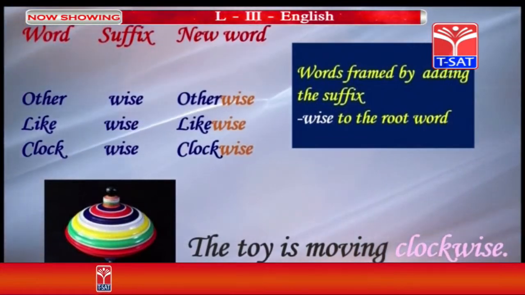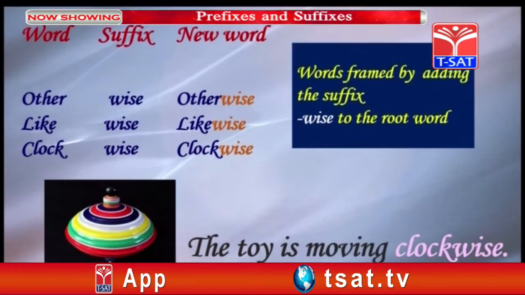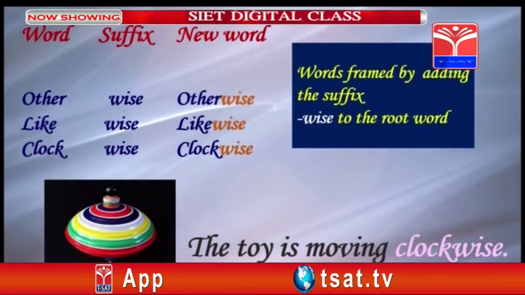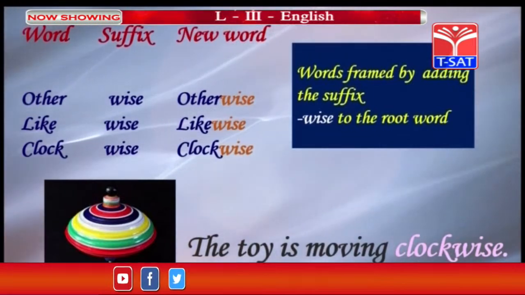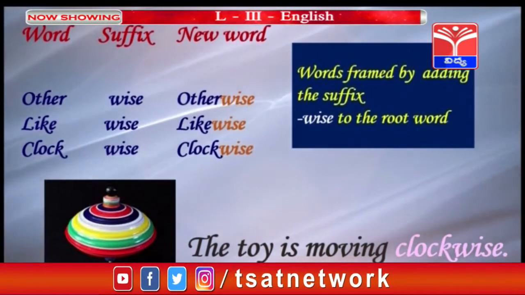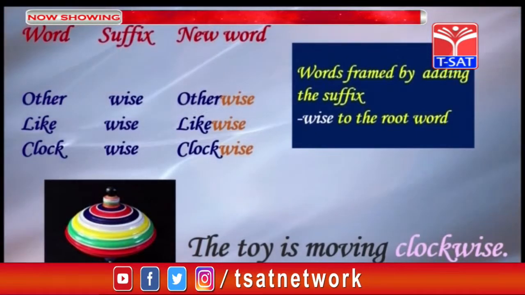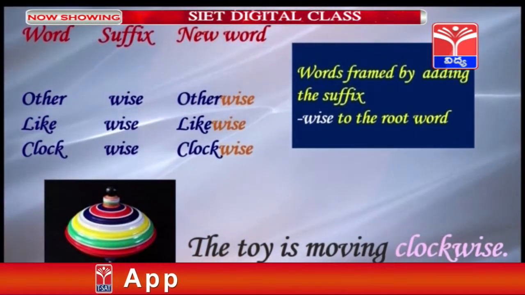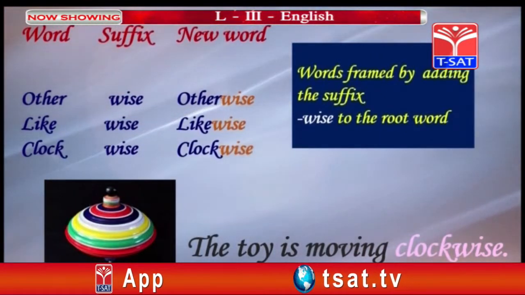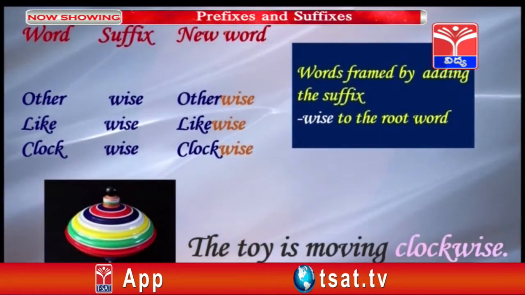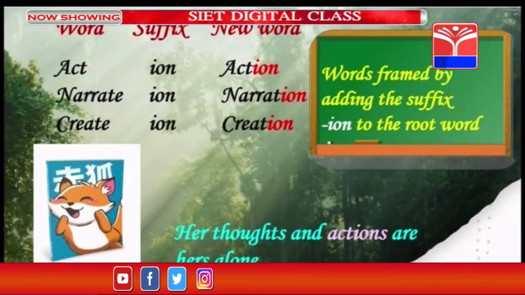The next example. Words framed by adding the suffix wise to the root word. For example, other plus wise becomes otherwise. Like plus wise becomes likewise. In the same manner, clock plus wise becomes clockwise. The toy is moving clockwise. Here we are with the next one.